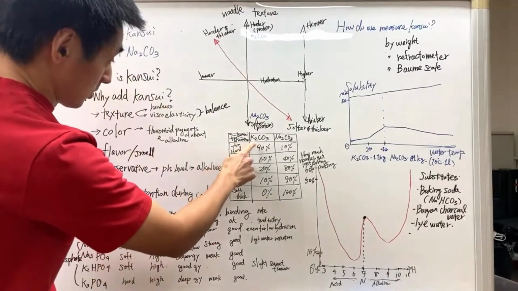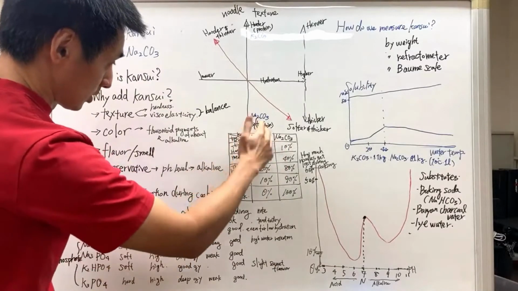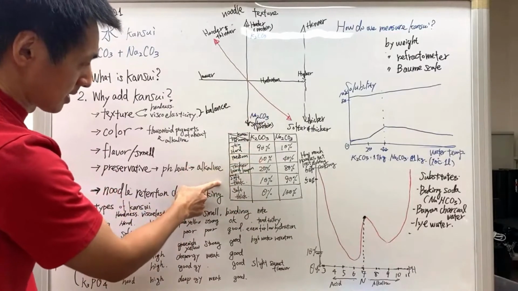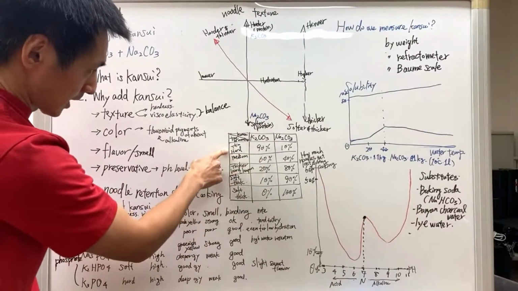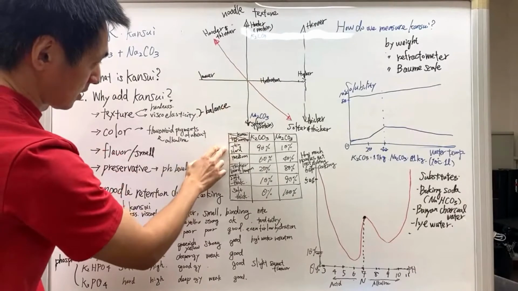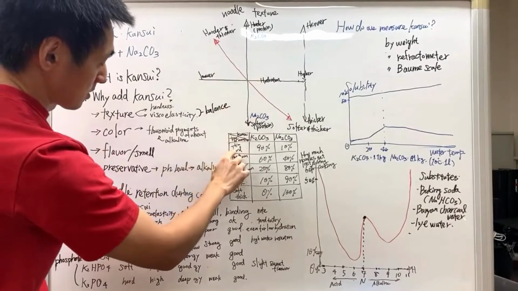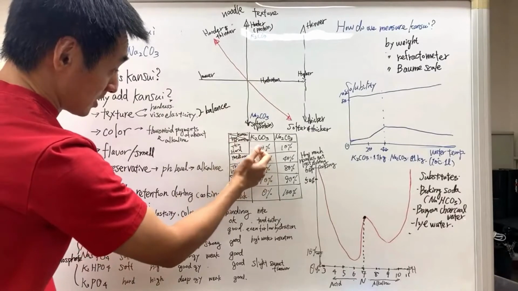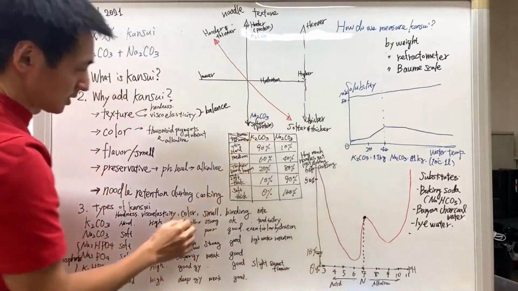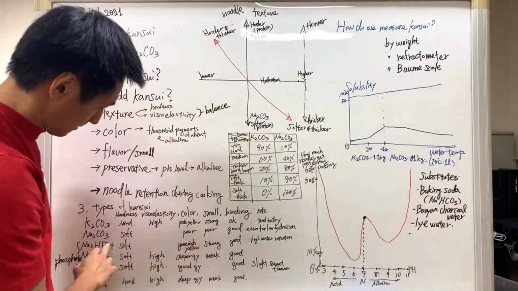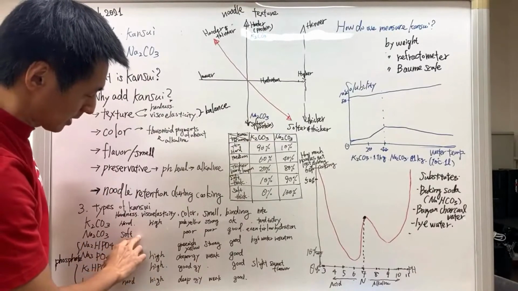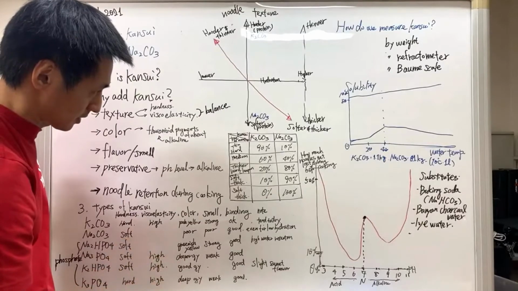Basically, we blend potassium carbonate and sodium carbonate at different ratios, depending on what type of noodles we're making. As I explain in this chart, for thin, hard noodles we usually want to make it harder, so we increase the amount of potassium carbonate, which makes the noodle texture harder. And sodium carbonate does pretty much the exact opposite.